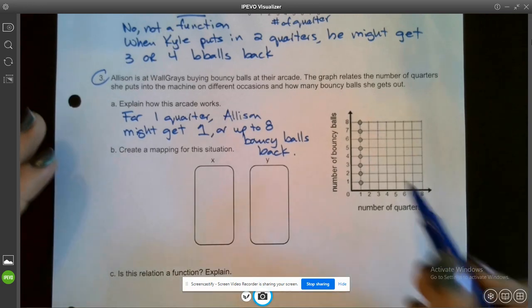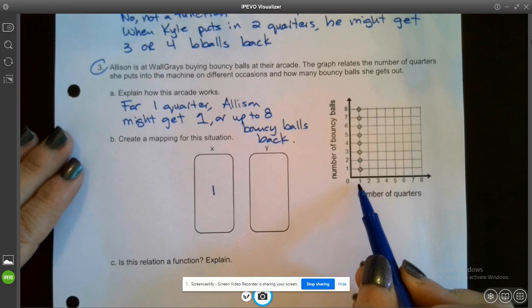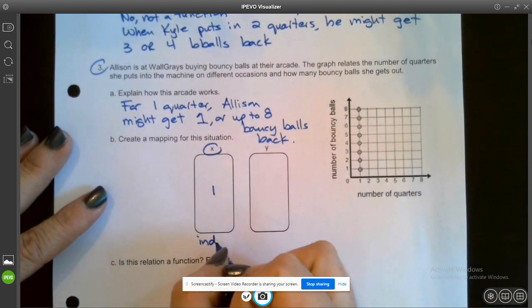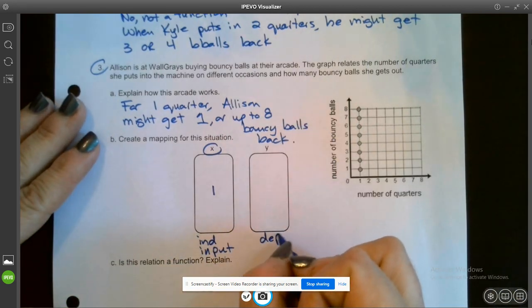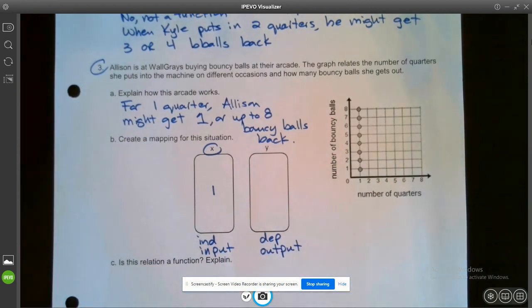So what's crazy is my X value, it's just 1 because I don't have any other values for quarters. Okay, and also remember that X is what? It's the independent, and it's the input. So remember it's both those. And then for Y, that's actually called the dependent and also the output. So just kind of remembering that vocab really helps.